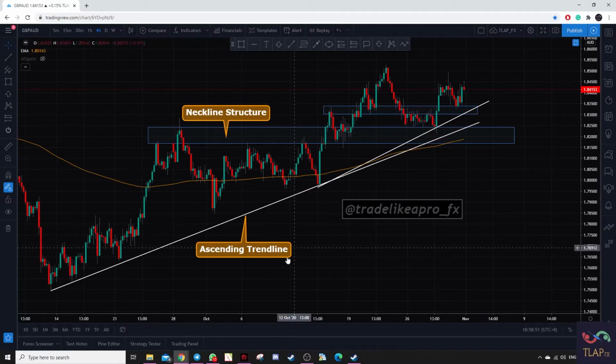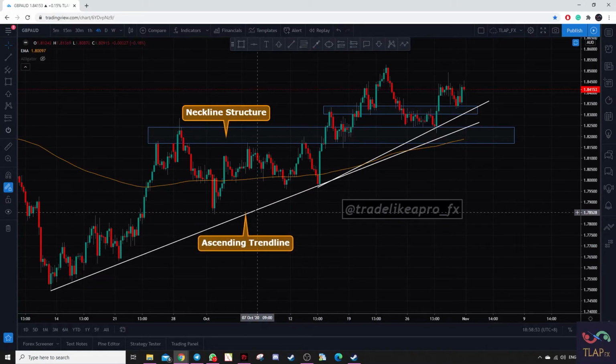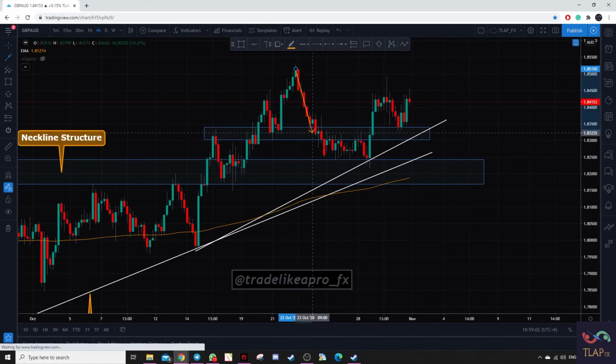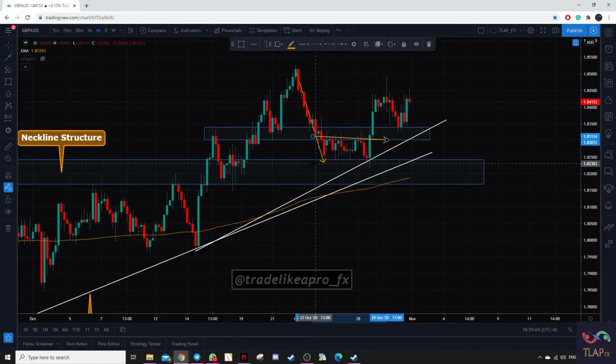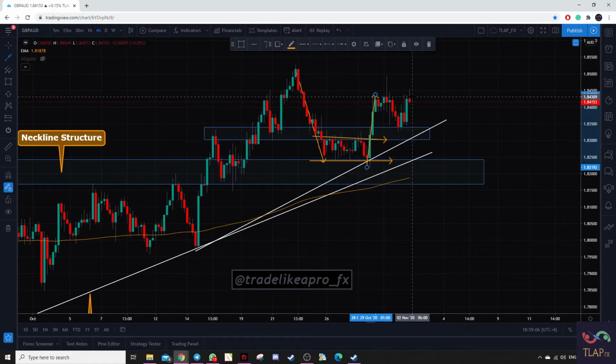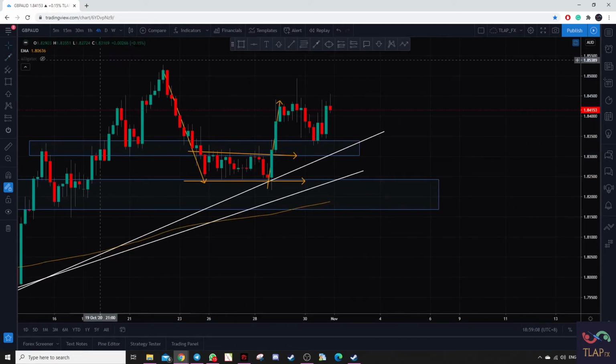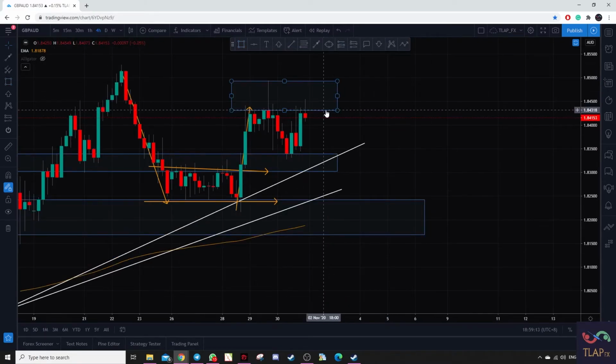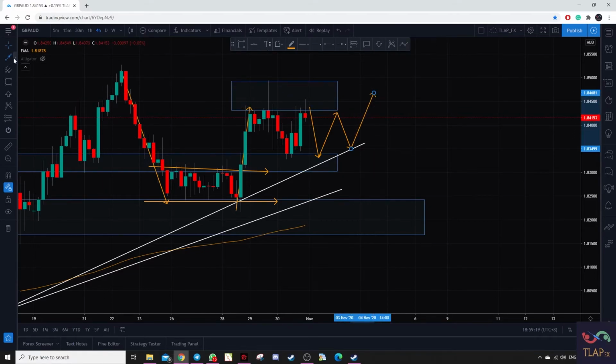Next up, we have Pound Aussie. You can see that prices respected this ascending trend line, and we are actually looking for a long position here. So we can have a neckline structure here. Prices came back down, form a consolidation, and now broke out. So we have an immediate resistance level here, where prices failed to break through several times.